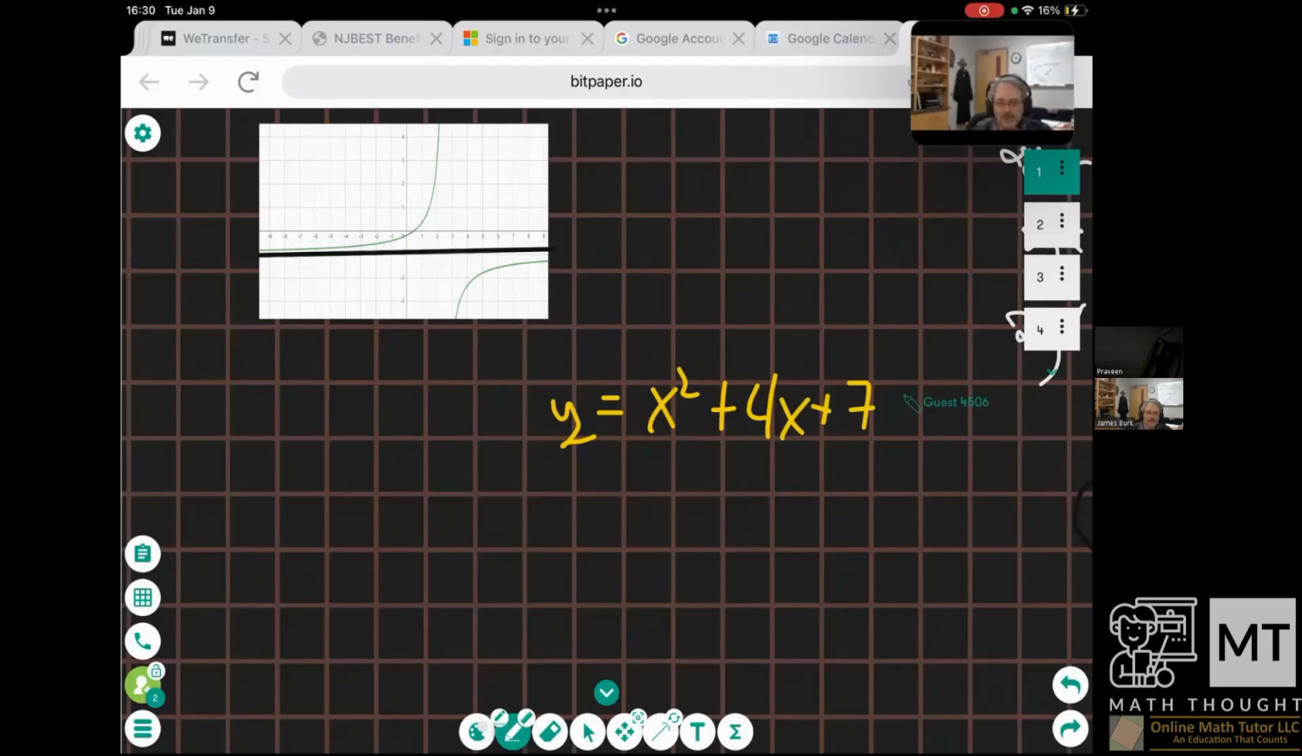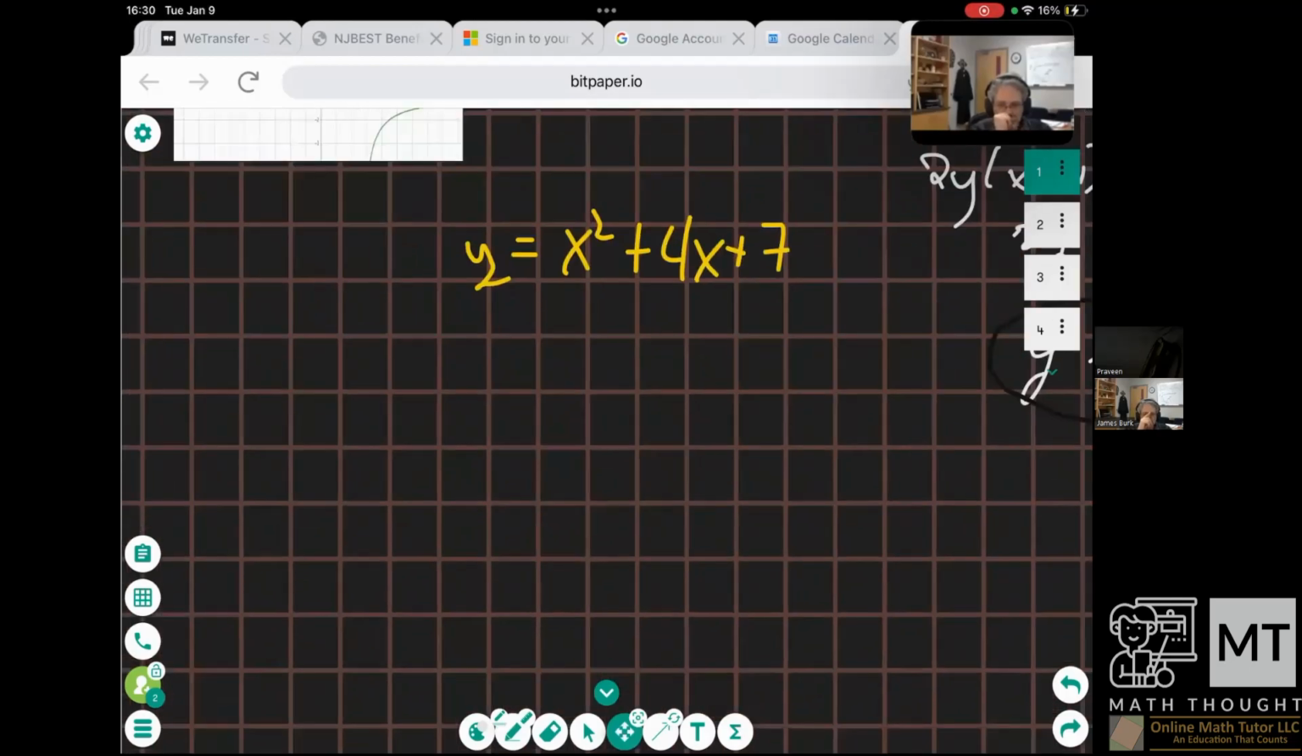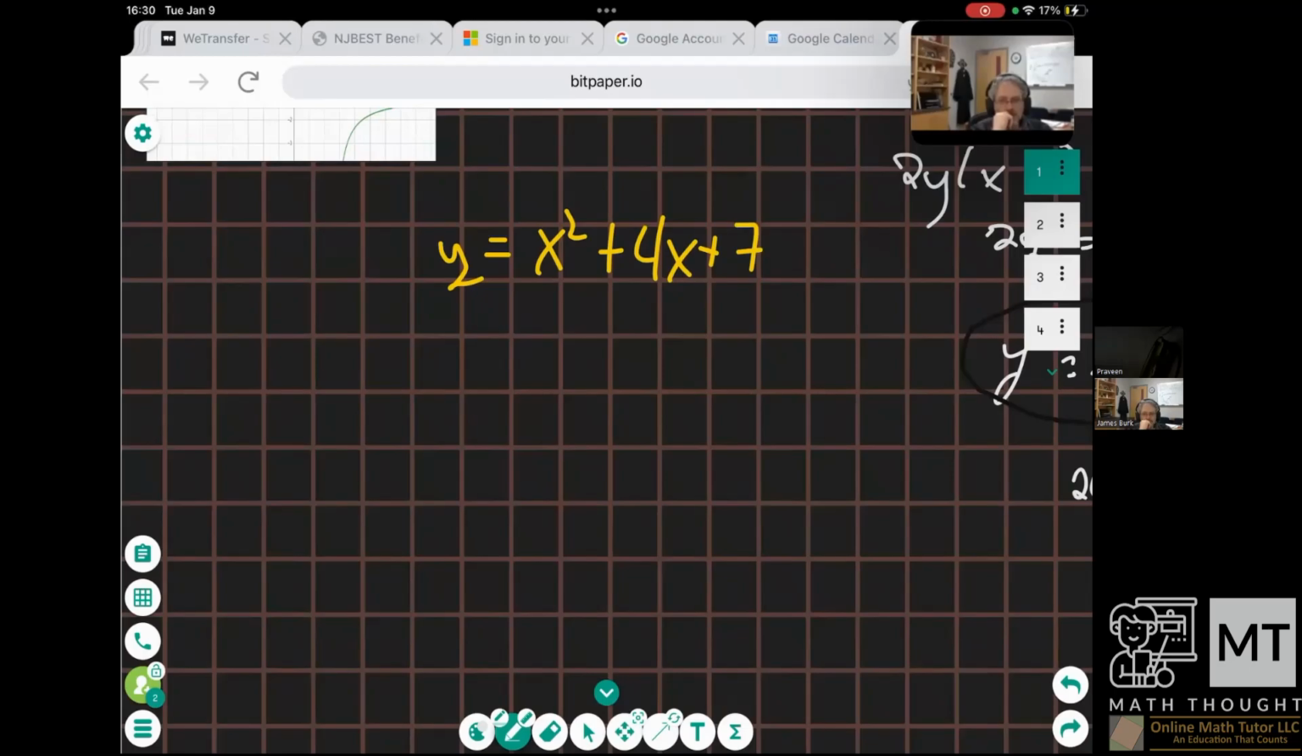How about that one? Okay. So now I have to find the vertex. So I know the x is going to be negative 4 over 2, which is negative 2. Then you plug in that. So negative 2 squared is 4, 4 minus 8, negative 4 plus 7, which is 3. Okay, cool. So 3, so that's our vertex, right?